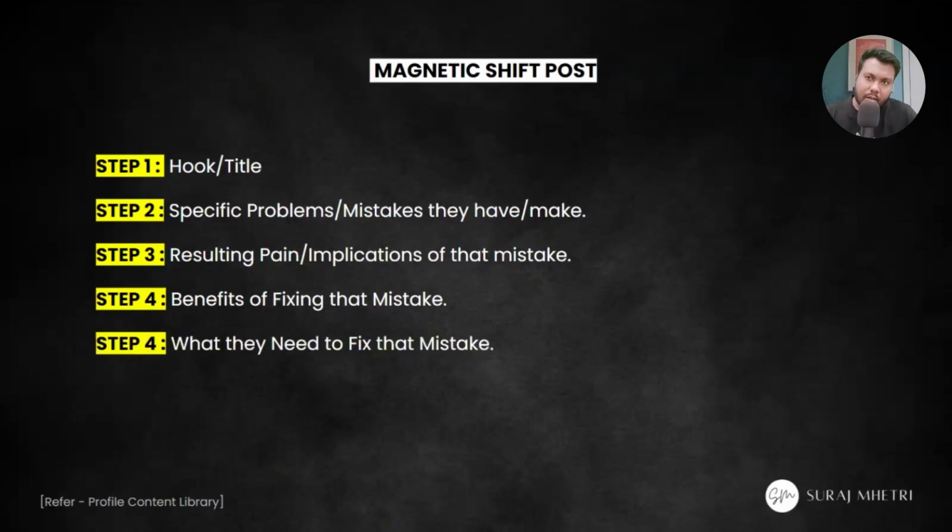Okay, step number 5 is what they need to fix that mistake. Now we are going to talk about what they need. Now we are going to talk a bit about solutions, but make sure here we are talking about what they need to fix that mistake. One, we are not talking about how to do a certain thing. We are not talking about the entire process that you have inside your offer. We are just giving them what they need to do. We are not telling them how they need to do it. Okay. So what do they need to do to resolve that mistake or problem? What are the high level things they need to do to solve that problem and reap the benefits?